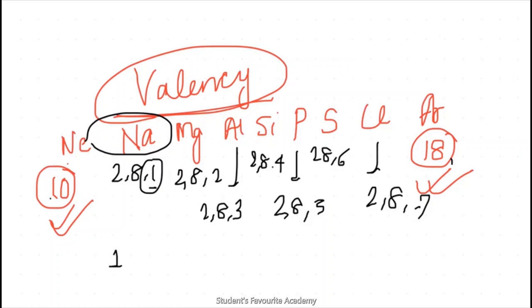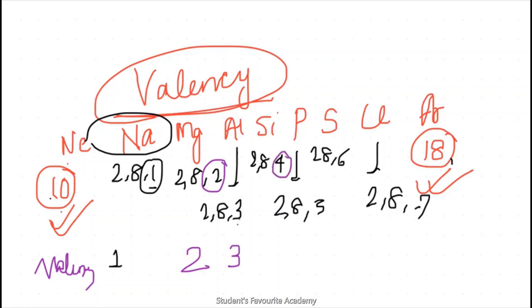Means I will readily lose 1 electron and go to neon. Similarly for Mg, it is having 2 electrons, so it is having two options, either to lose 2 electrons or to gain 6 electrons. So easily what I'll see is that losing 2 electrons is easy, so my valency is equal to 2. Now for aluminium, it can either lose 3 electrons or gain 5 electrons. So which is easier? Losing 3 electrons. So my valency is 3.